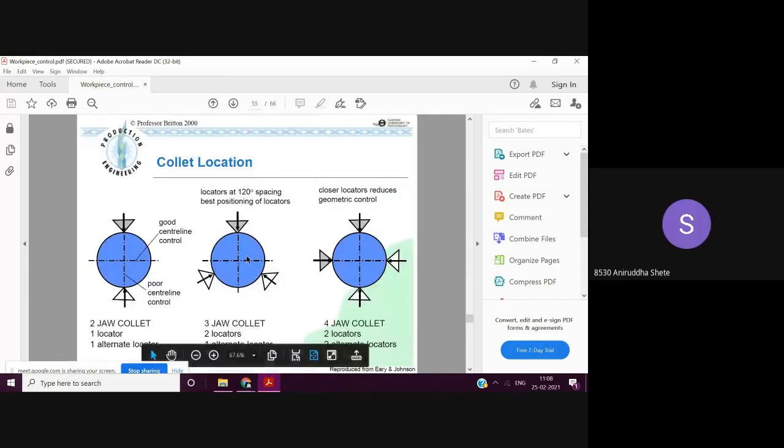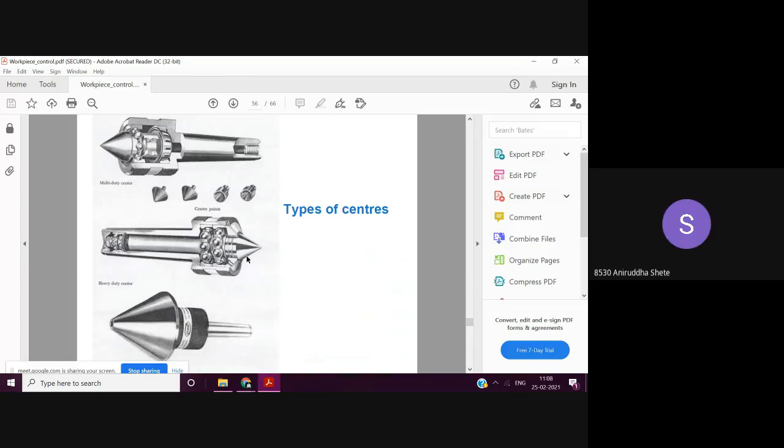So for the collet, you have to ensure that the component is in bright condition. That is a must. Sir, the collet will hold a cylindrical workpiece or a rod, right? It can be square also, hexagon also. Collet.